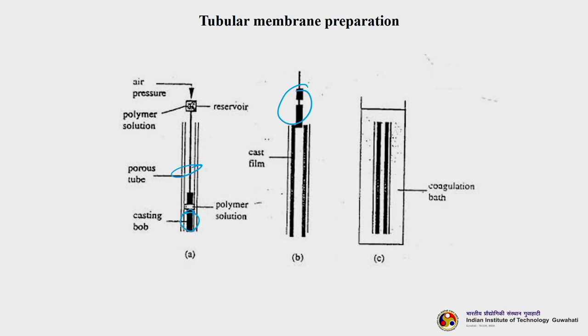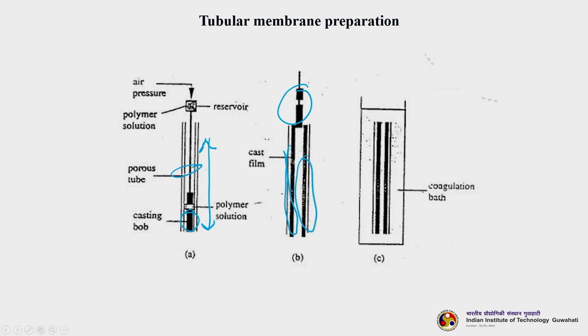So, what is being done is, there is a reservoir here which has the polymer solution. This polymer solution is pushed through the casting bob. Since the casting bob is porous in nature, the pores will allow the polymeric solution to pass through, and the casting bob can be moved up and down. Right. So, when it is moved up and down, the polymer solution coming out from the casting bob will get attached to the porous tube and a film will form like this.